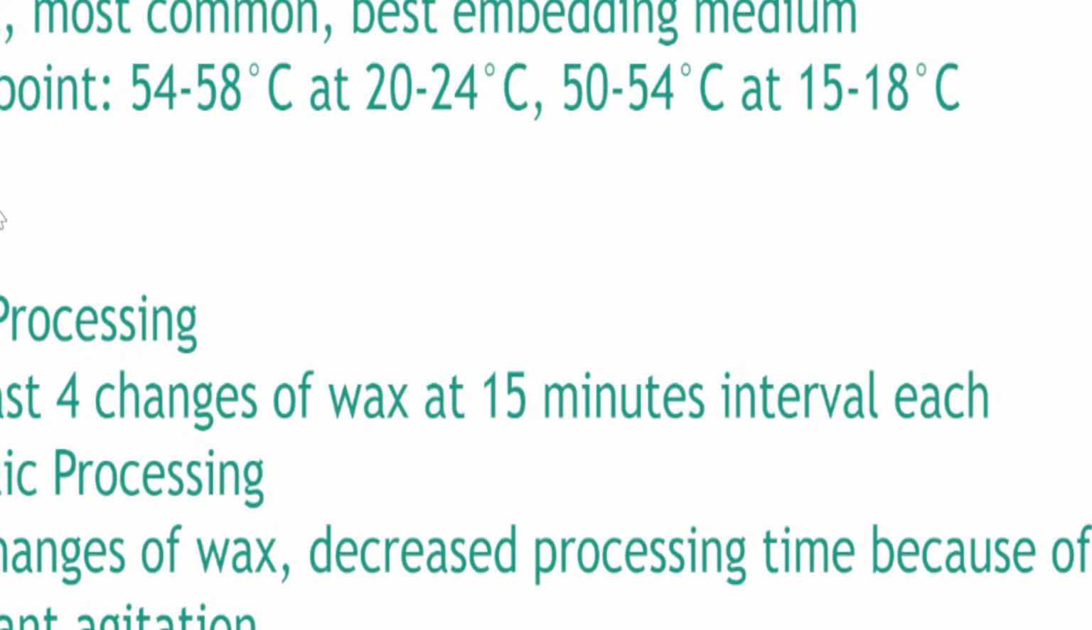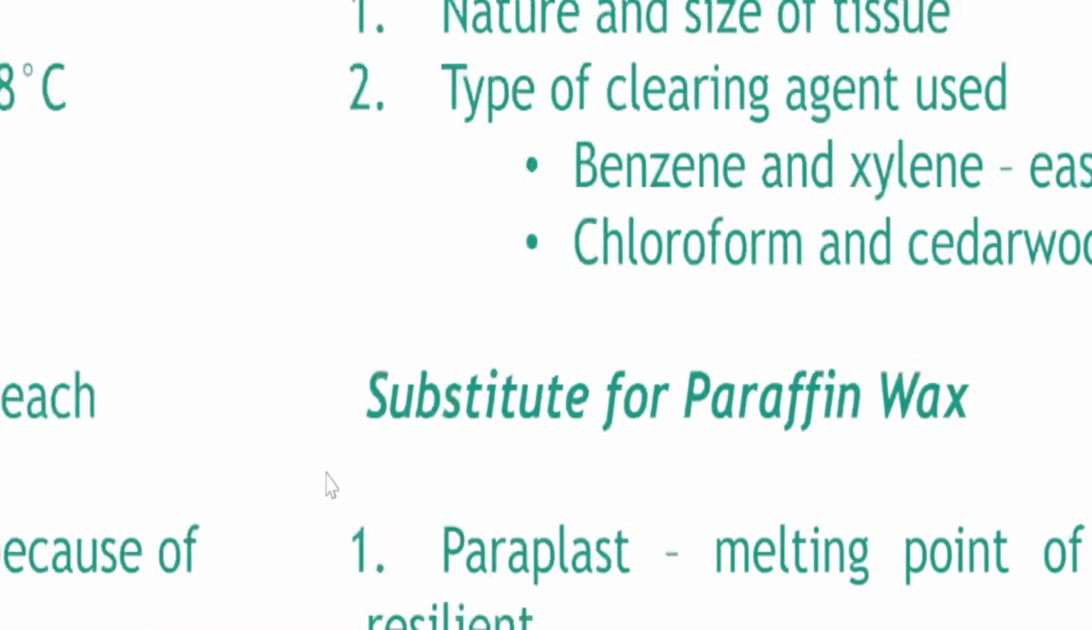Now, what do we need to remember about paraffin wax? Paraffin wax is the simplest, the most common, and the best embedding medium. Its melting point is around 54 to 58 degrees Celsius at room temperature, okay? At lower or colder temperatures, its melting point is lower as well, okay?